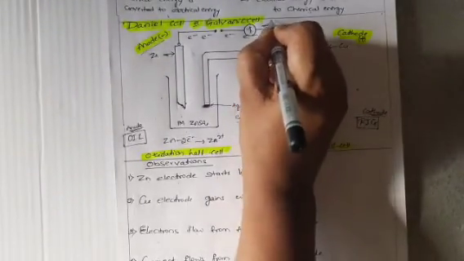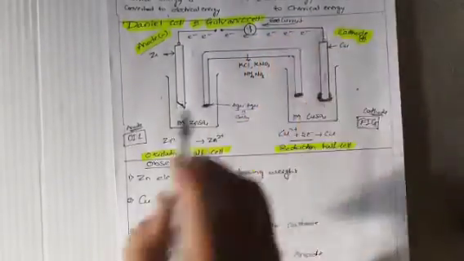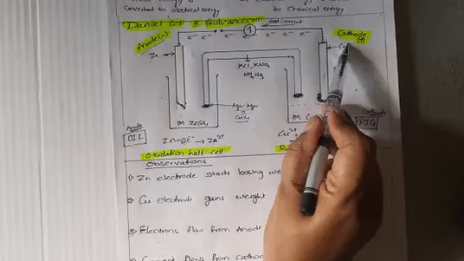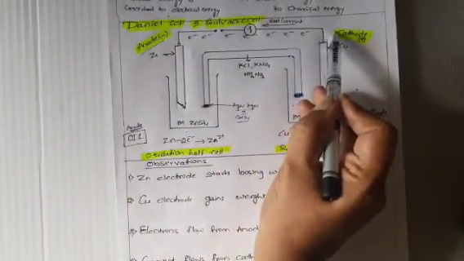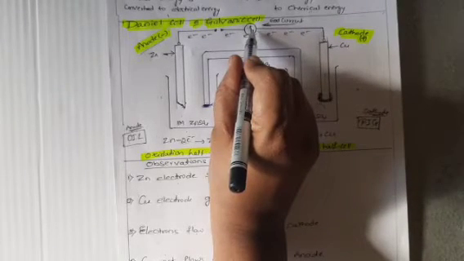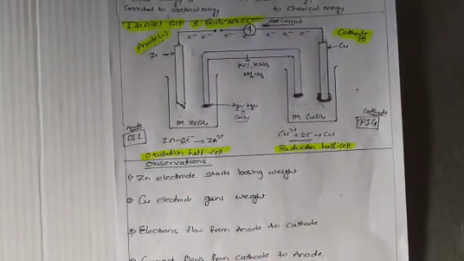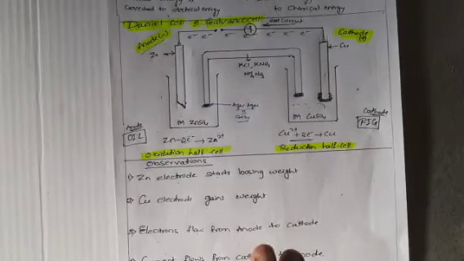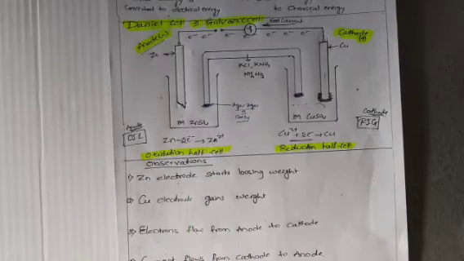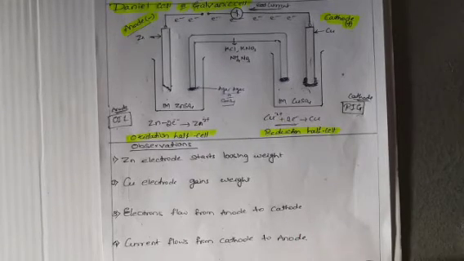So the current starts flowing from cathode to anode. When electrons move from anode to cathode, simultaneously the current flows in the opposite direction, that is, from cathode to anode. At that time the ammeter or galvanometer deflection shows like this. So we understood that the current flows in the opposite direction. So these are the 4 observations in the electrochemical cell.